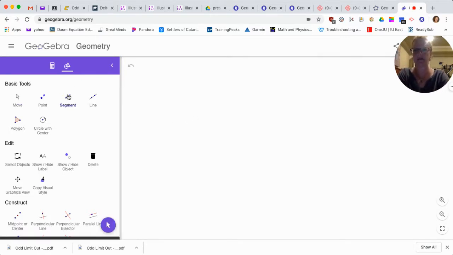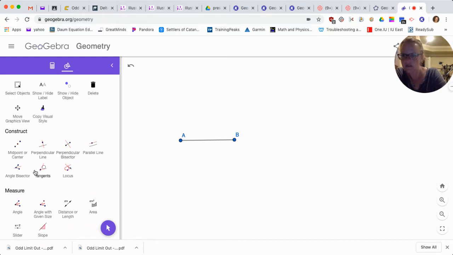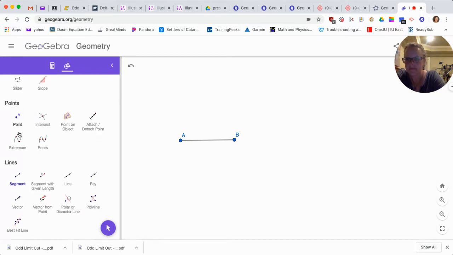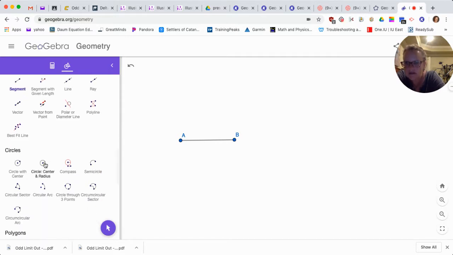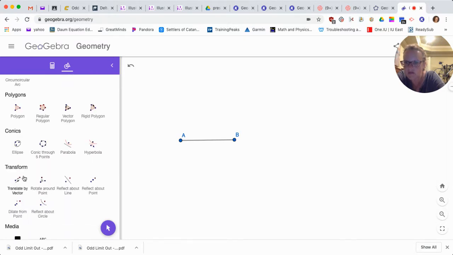So here I have a segment. That's going to be too big. A and B. Rotate segment AB clockwise around center B 90 degrees. So let's find our rotation. Instructions. I would think it'd be right here. See, we're not used to this one, are we? Lines, circles. I should push pause and look for it.